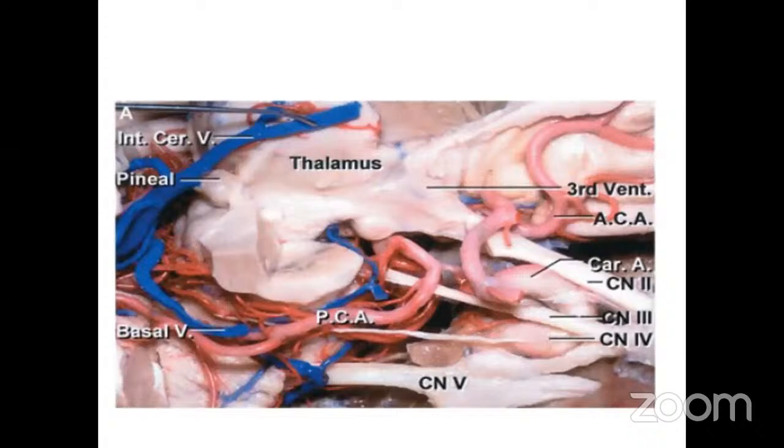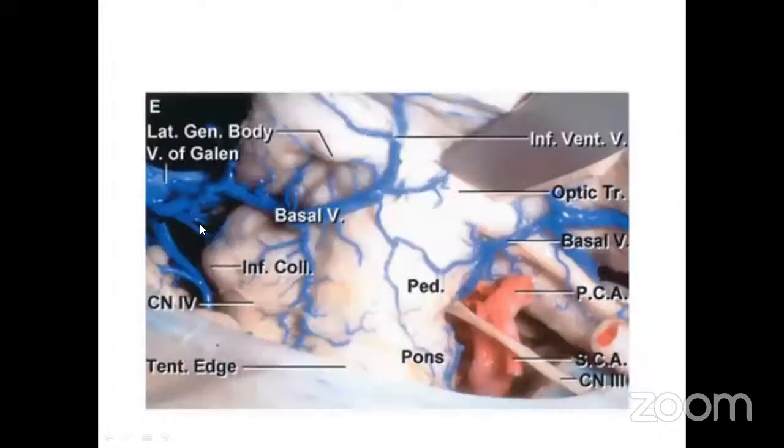Now this is a lateral view showing the internal cerebral vein above the thalamus, and this is the basal vein above the posterior cerebral artery. They continue and join to form the vein of Galen. In this view, this is an enlarged, posterior superior view. The inferior ventricular vein drains into the basal vein, and it then continues to form the vein of Galen.